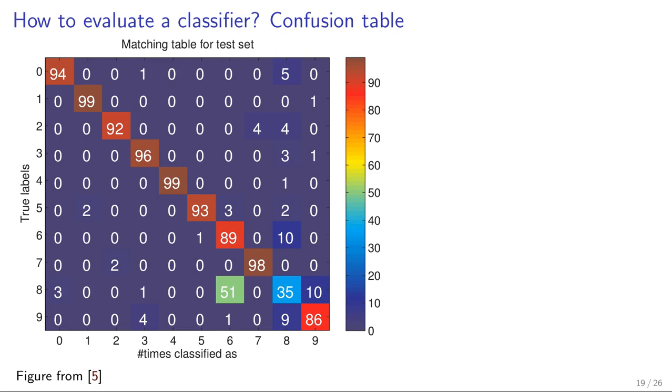One way of visualizing how your classifier is doing is the confusion matrix. This is actually probably not the number of times, but more like a percentage. This means the true labels, your digits 0 to 9, and this is how they were classified. If there were 100 on the diagonal everywhere, that means you have a perfect classifier with 100% accuracy.